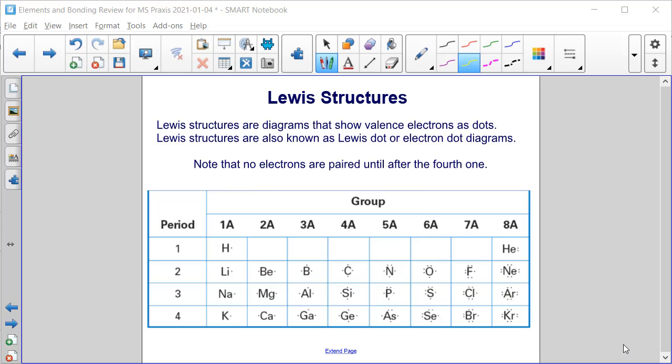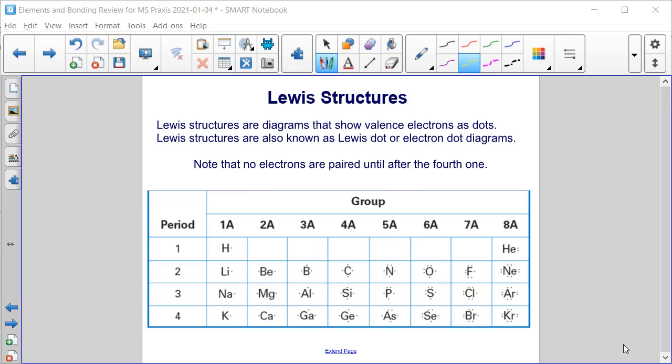In group 1, all the elements have 1 valence electron, so you can see the 1 dot that's shown. In group 2, they all have 2 valence electrons. You can see the 2 dots that are shown. In group 3, we have 3 valence electrons, so you can see the 3 dots that are shown.